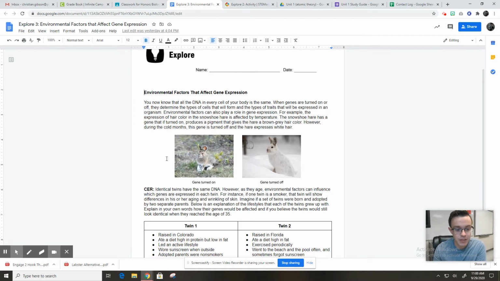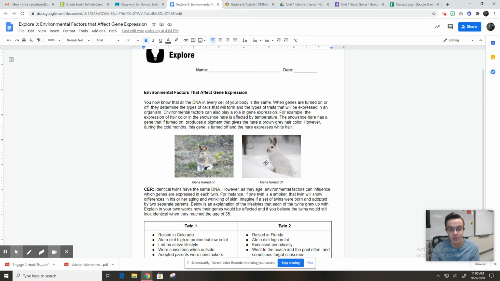So here we go. It says, you now know that all the DNA in every cell of your body is the same, which when genes are turned on or off, they determine the types of cells that will form and the types of traits that will be expressed. And so this is going ahead and telling you, yes, environmental factors can play a role in gene expression. So here is the example.